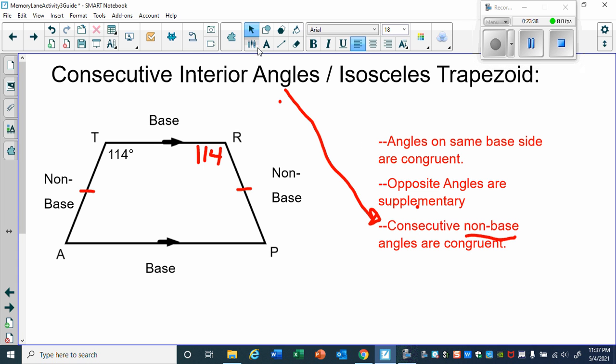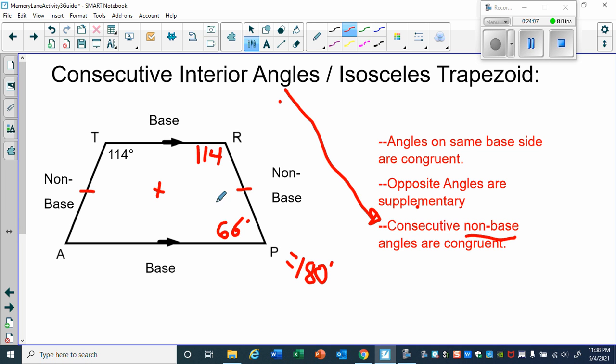So for both cases, T and P, they're opposites. The sum must be 180. So 114 plus something equals 180. And that something has to be 66. And then this angle is 66, going down, total's 180. Going across, it's 180.